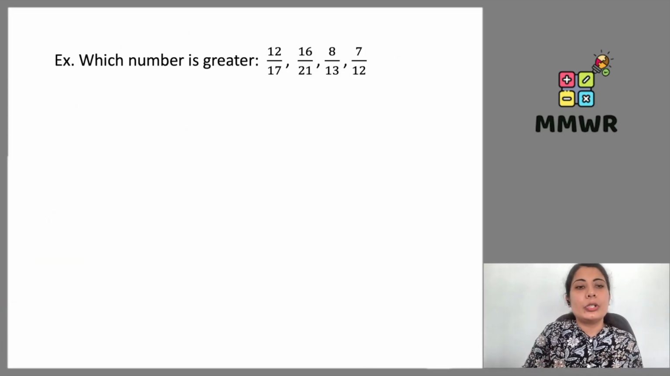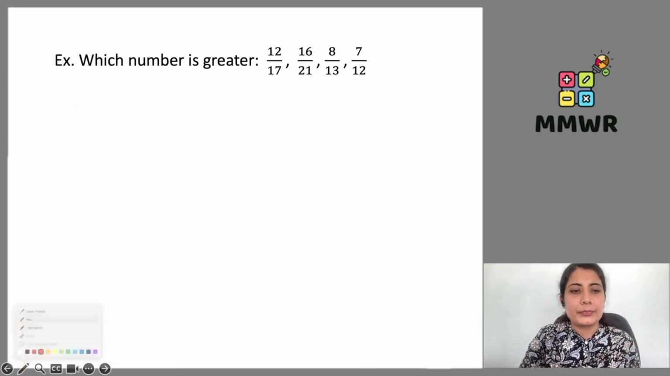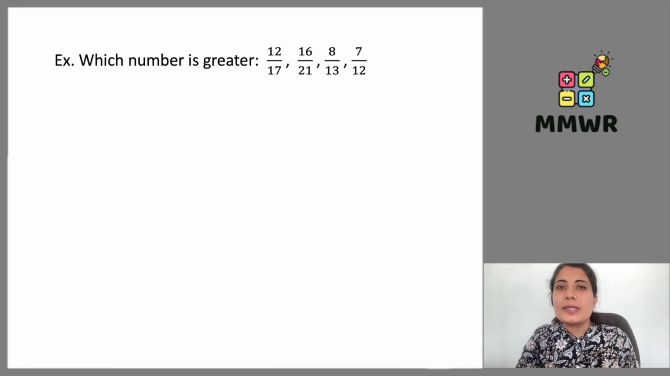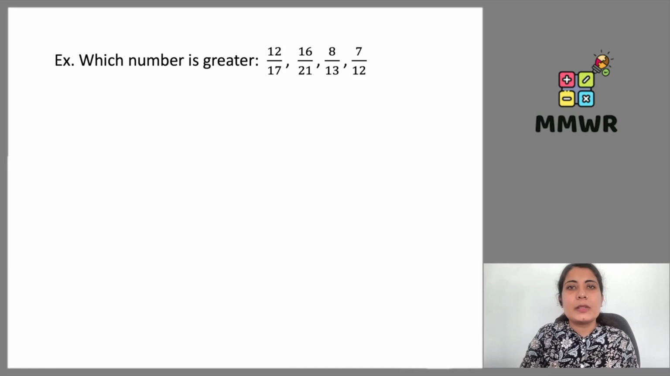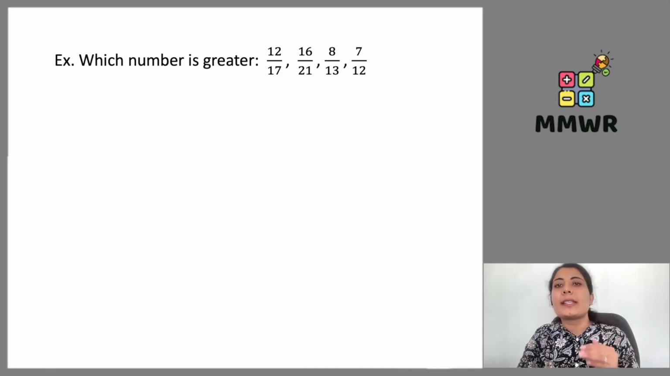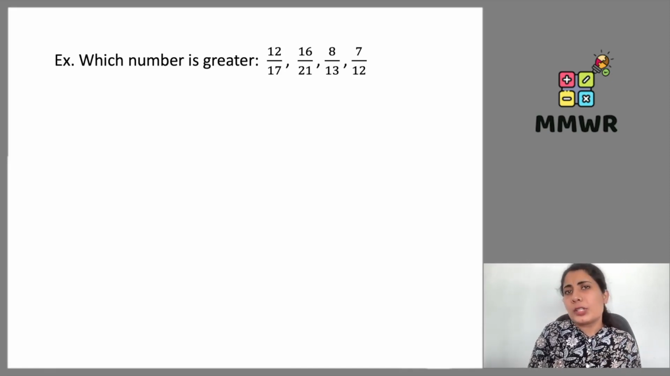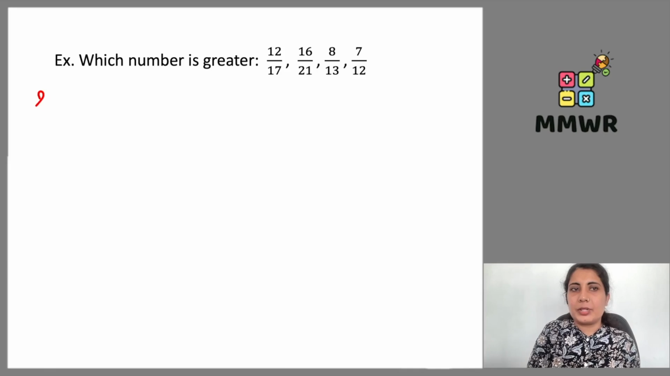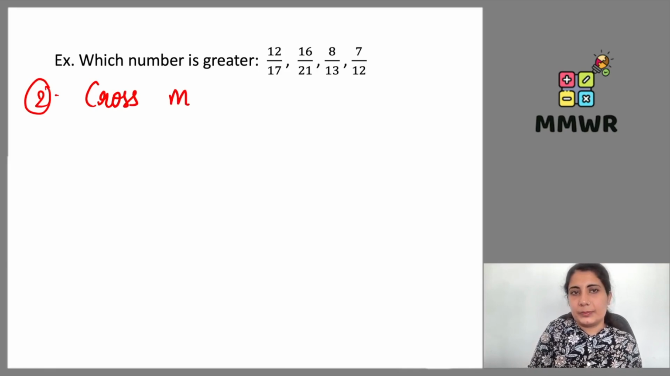So let's look at another example. Which number is the greater one? 12 upon 17, 16 upon 21, 8 upon 13, 7 upon 12. The first method is taking the LCM, making the denominator the same. I'm not taking the help of that method. I'm directly moving to the second method, cross multiplication.